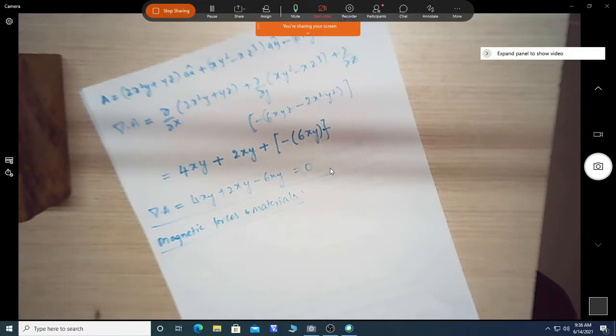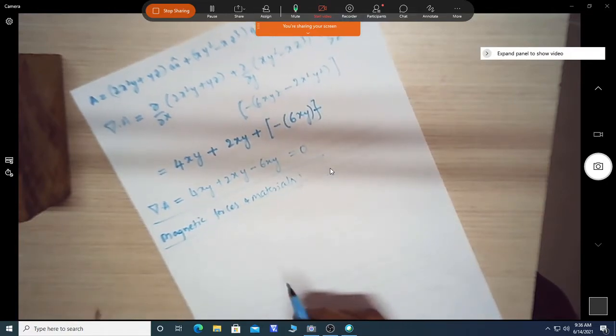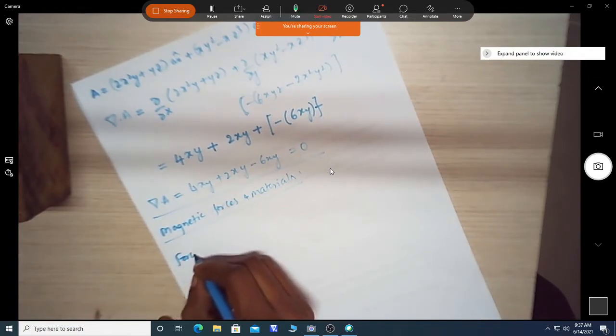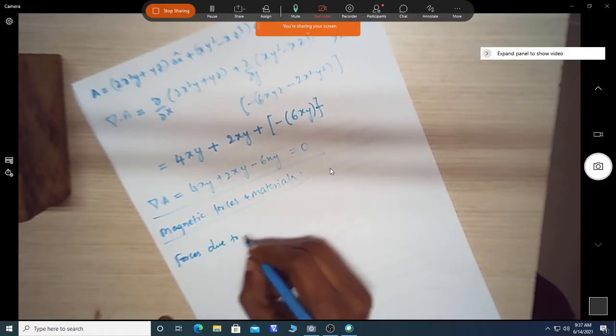Whatever electric dipole we discussed in electrostatics, here also we can see what the magnetic dipoles are and what the magnetic moments are in a material medium, when we take a current carrying conductor or surface currents. So now we will see what forces actually exist due to magnetic fields. Okay, the forces due to magnetic fields.